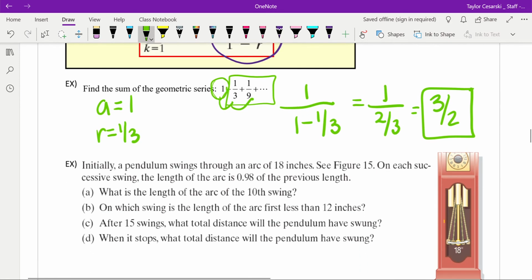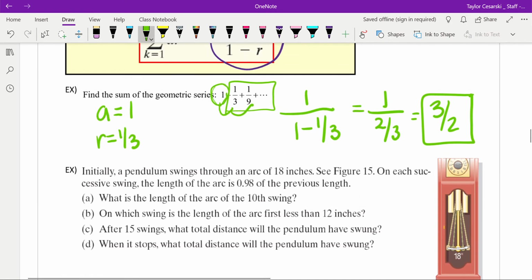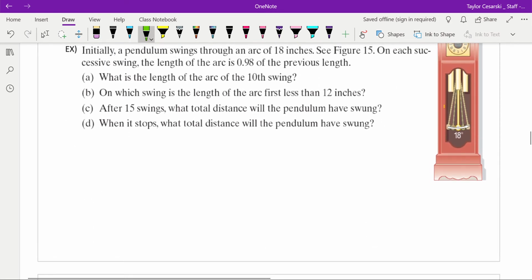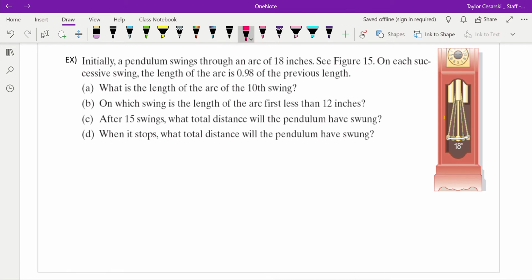Okay, now we have a word problem, something in context, right? Initially, a pendulum swings through an arc of 18 inches. See figure 15. Here's our pendulum. On each successive swing, the length of the arc is 0.98 of the previous length. What is the length of the arc on the 10th swing? So this is a geometric problem because it's 0.98 of the previous length. So it's a proportion of the previous length.